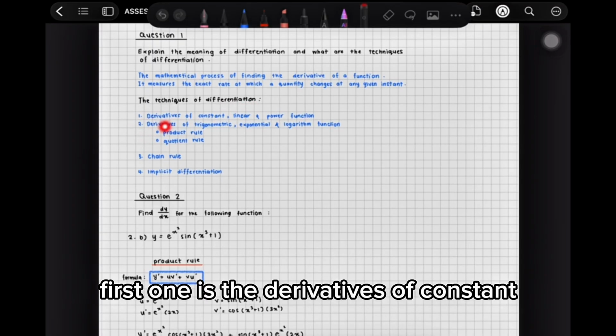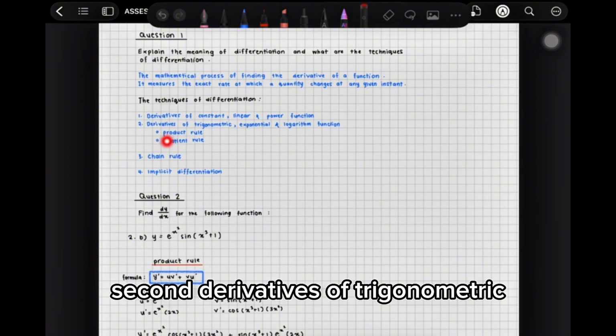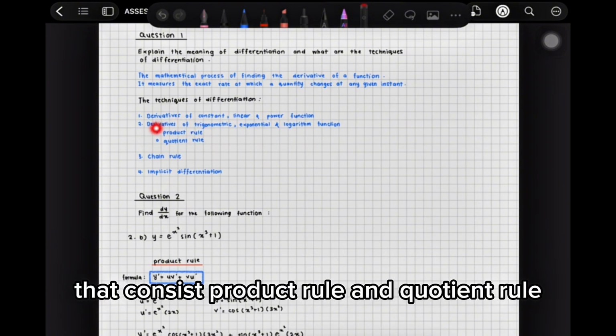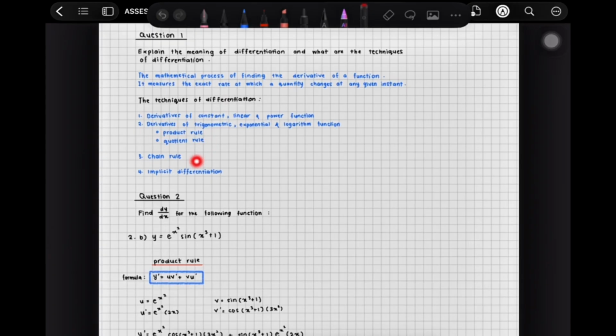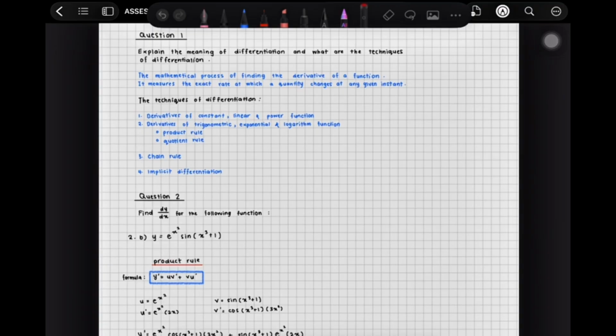First one is derivatives of constant, linear, and power function. Second, derivatives of trigonometric, exponential, and logarithm function that consist of product rule and quotient rule. Third one is chain rule, and the fourth one is implicit differentiation.